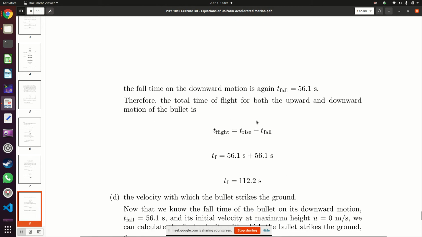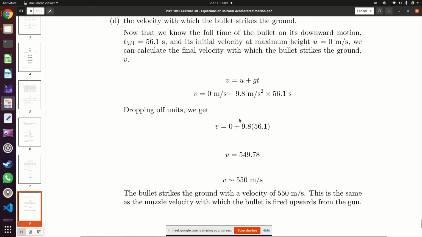So we can predict with what velocity the bullet is going to strike the ground. The final velocity v is going to be equal to the initial velocity plus gt. The initial velocity at maximum height is 0, plus g, which is acceleration. Because the bullet is coming towards the surface of the earth, the acceleration is positive, that's 9.8 meters per second squared, then plus t. This is the fall time.